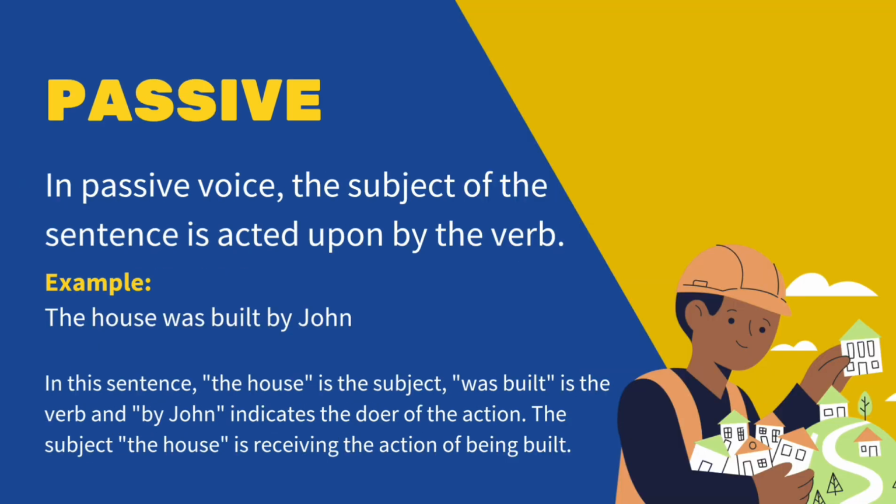In passive voice, the subject of the sentence is acted upon by the verb. For example, the house was built by John. In this example, as you can see, the house becomes the subject. Later on, we will discuss how to convert sentences from active to passive. In this sentence, the house is the subject, was built is the verb, and by John indicates the doer of the action. The subject, the house, is receiving the action of being built.